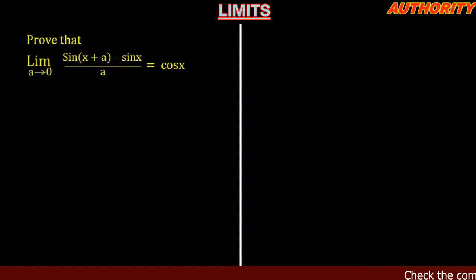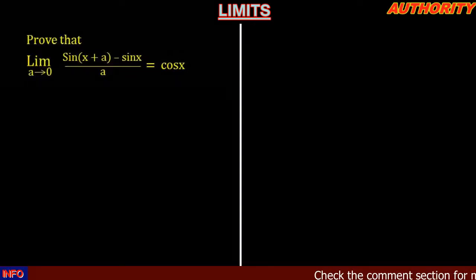Alright, you're welcome again. Today, we want to talk about limits. And let's take a look at this question. Prove that the limit as a approaches 0, sin(x + a) - sin x, all over a, is equal to cos x.